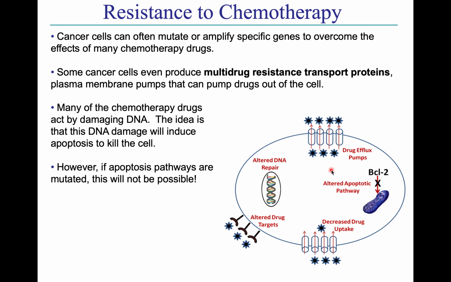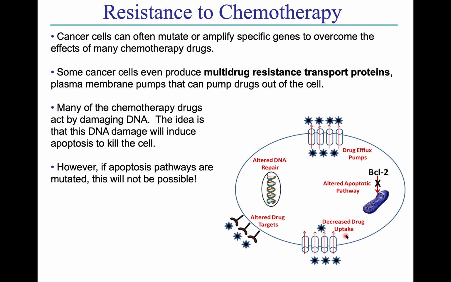Another issue is that, as we saw when we were going through some of the different types of chemotherapy drugs, some of these drugs basically act by damaging DNA or cross-linking DNA. The idea is that that kind of damage is going to induce apoptosis to cause the cell to be killed. But as we've discussed, right, a lot of cancer cells will mutate or disable the apoptosis pathway. So if you have an altered apoptotic response and you're treating with a chemotherapy agent that's designed to damage DNA and induce apoptosis, that's no longer going to work.